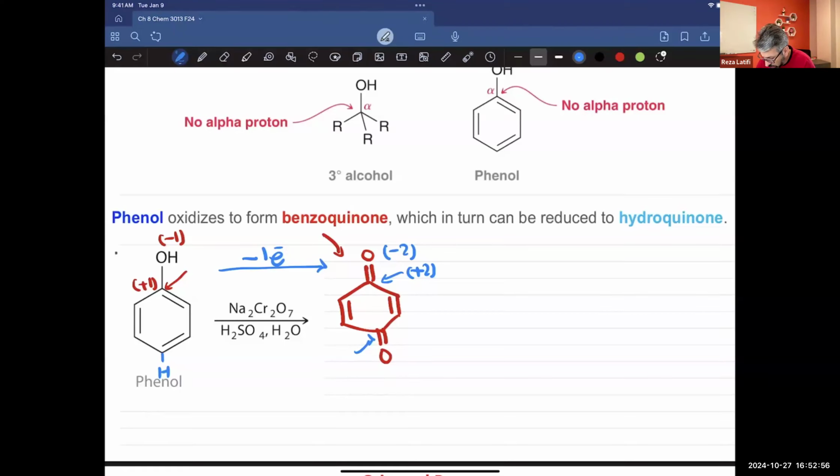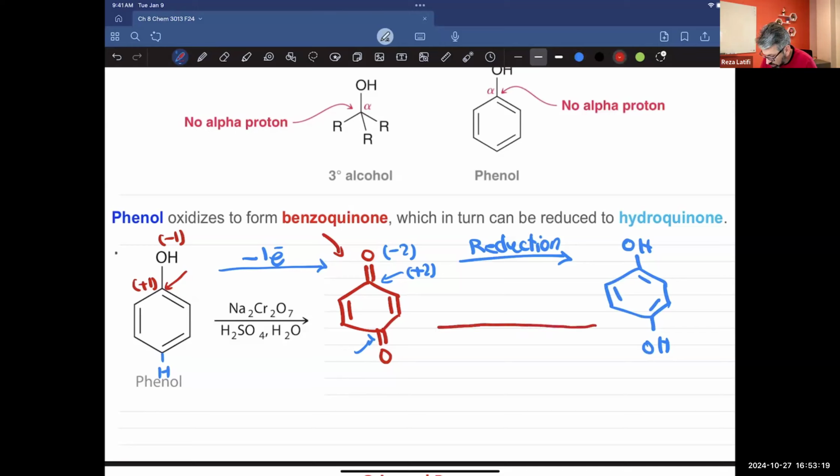Now, if you take this compound and reduce it, we will get such a thing. We get OH and OH here, and this compound will be aromatic. But if you oxidize it, you can get this one back. So benzoquinone can get reduced and turned to hydroquinone, and the hydroquinone we can oxidize and turn to benzoquinone.